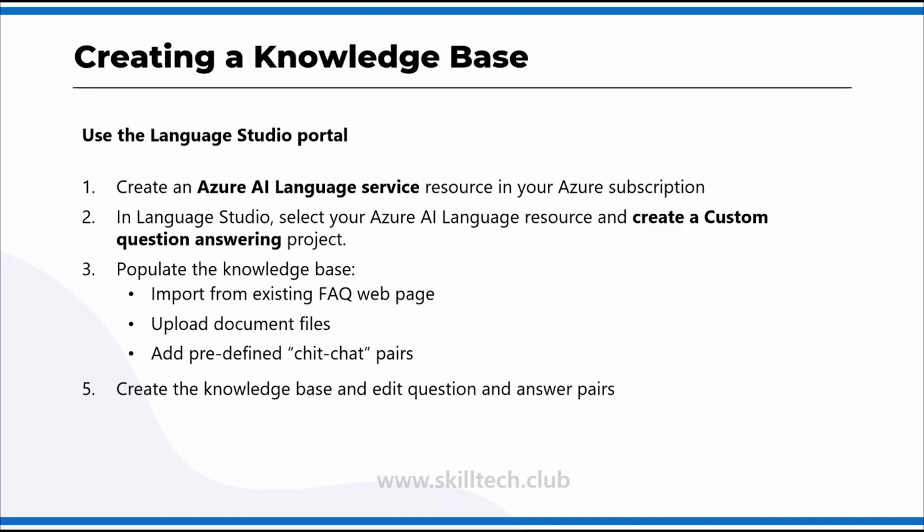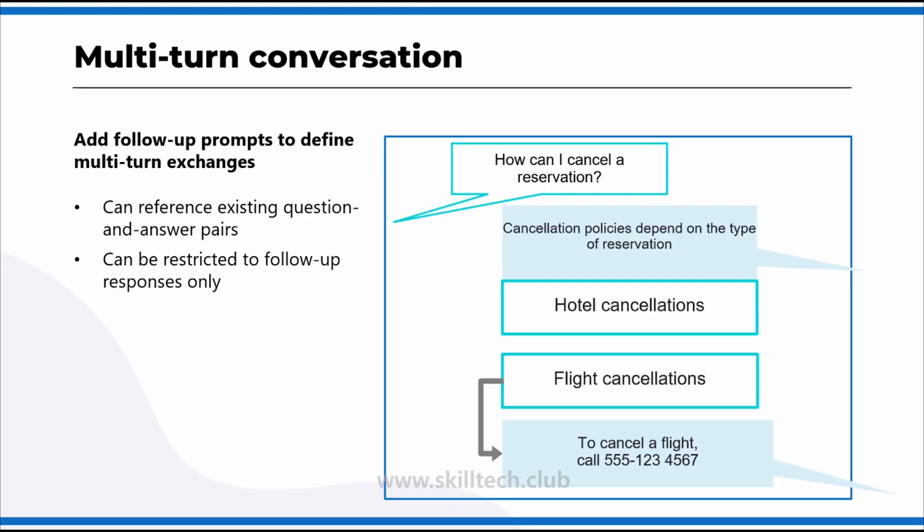One more thing you need to understand is that you can convert your conversation into a multi-turn conversation. This is going to help you add follow-up prompts to define multi-turn exchanges. Whenever a user asks a question, you're not only giving the answer, but you're also giving some alternative options with it, which can turn that conversation into multi-turn. And then you can reference an existing question answer pair, or you can also restrict to follow-up responses only, so that it can give a specific response, and based on that the user can take actions.